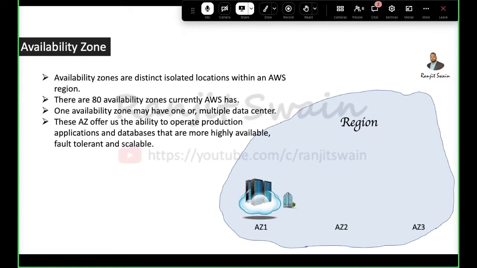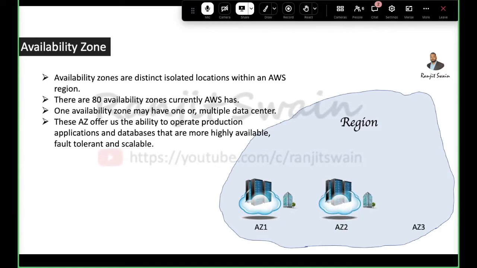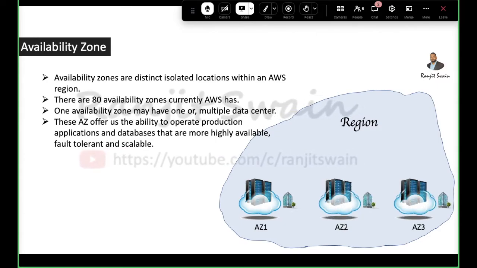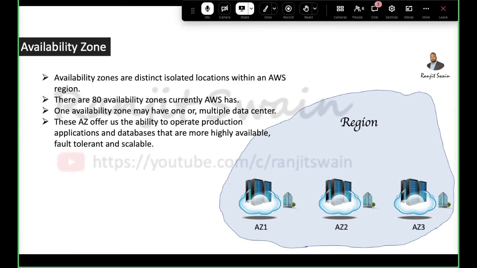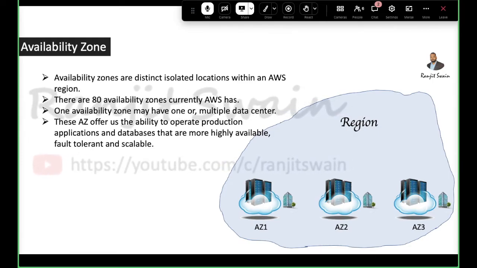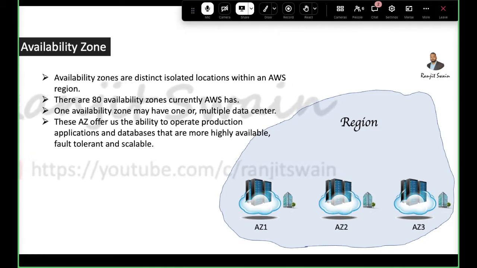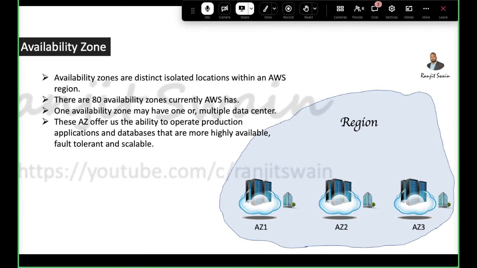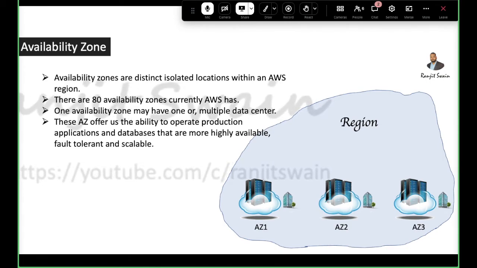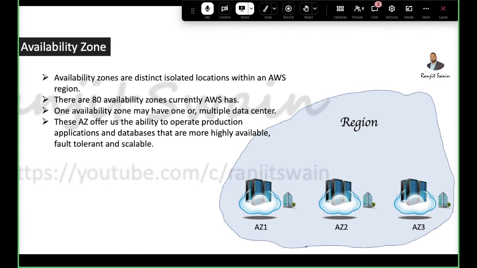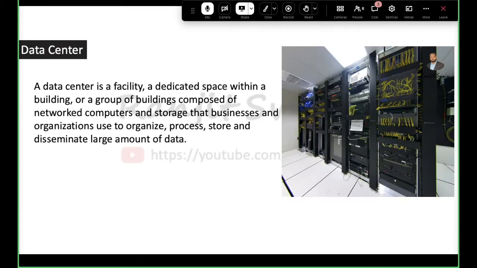Now this region, suppose availability zone 1, if you see this diagram, availability zone 2 and availability zone 3. This region has 3 availability zones. I'll show you how you can find out these availability zones. Some regions will have 2 availability zones, some regions will have 3, some regions will have 4. Okay. So now, what is a data center? A data center is a facility.